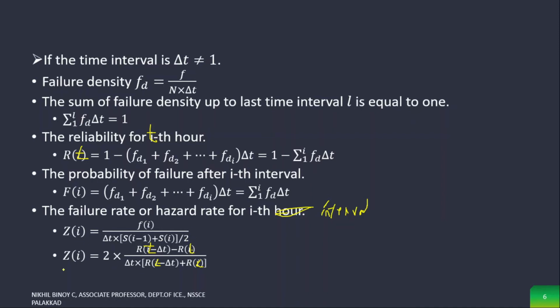Now the relationship between failure rate and reliability is z(i) is equal to 2 into [R(t − Δt) − R(t)] divided by [Δt into (R(t − Δt) + R(t))]. Is it okay? So now I think we can solve a problem by using this analytic equation, where we are going to consider a failure data where Δt is not equal to 1.